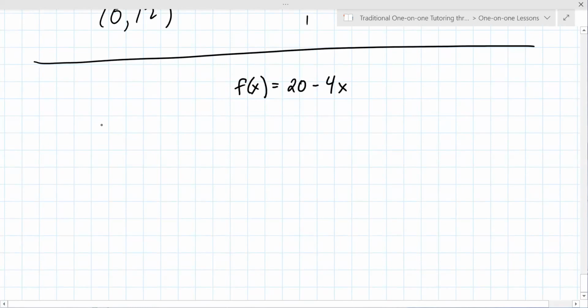So do the same thing for me as we did before. On the left, you're setting x equal to 0. On the right, you're setting f of x equal to 0.